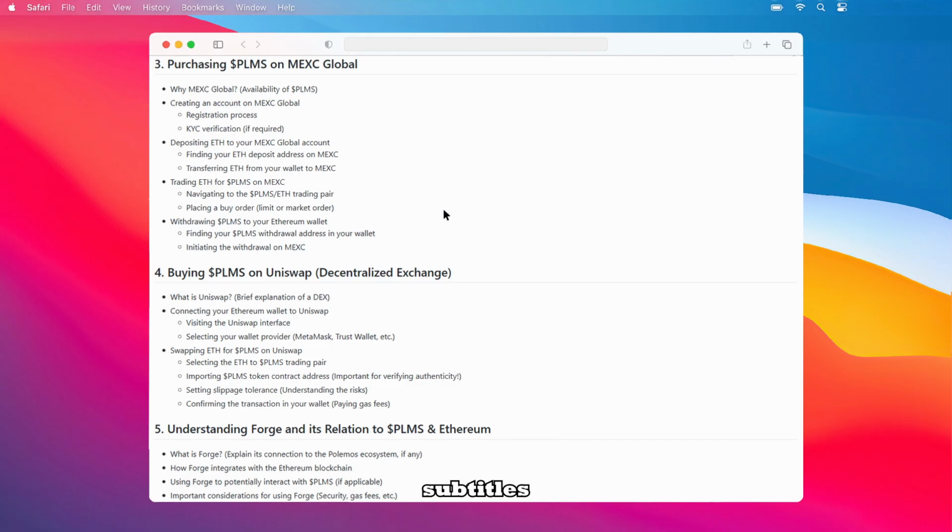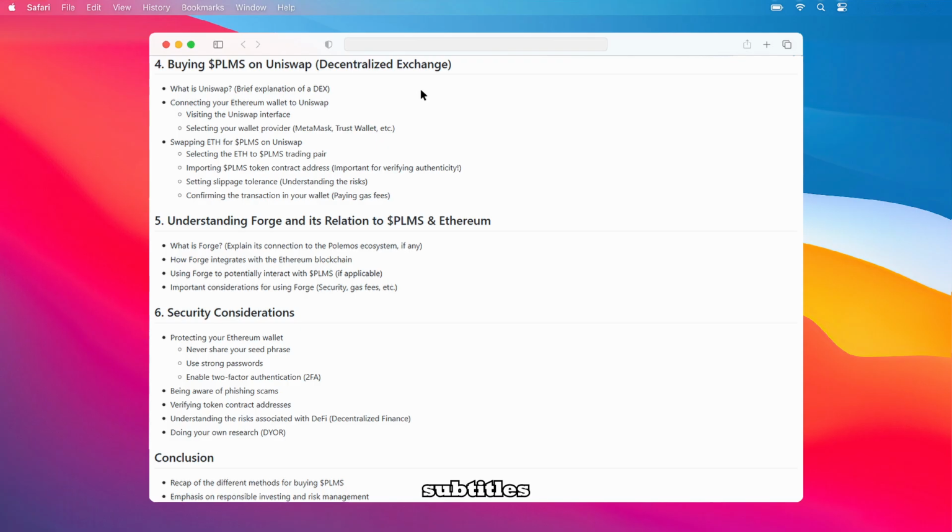Another option is buying $PLMS on UNISWAP, a decentralized exchange. A DEX eliminates the need for a middleman. Connect your Ethereum wallet to UNISWAP by visiting the UNISWAP interface and selecting your wallet provider, such as MetaMask or Trust Wallet. Then, swap ETH for $PLMS on UNISWAP by selecting the ETH to $PLMS trading pair and importing the $PLMS token contract address.